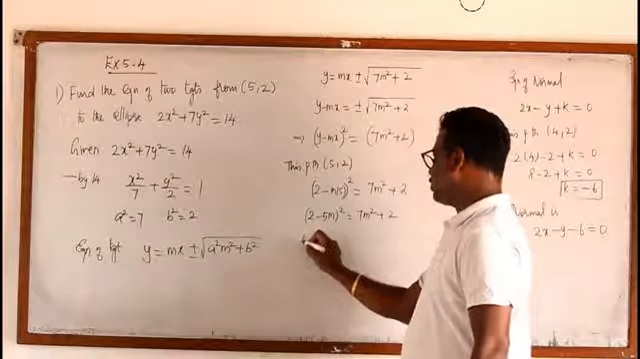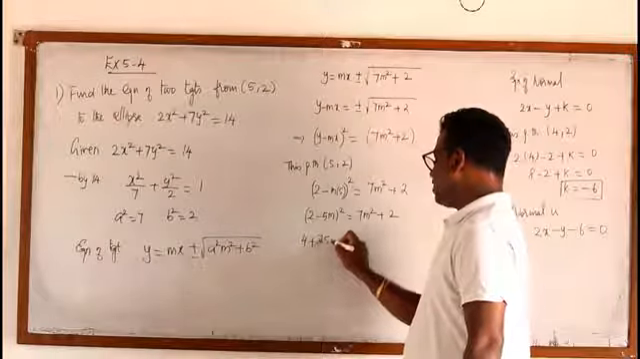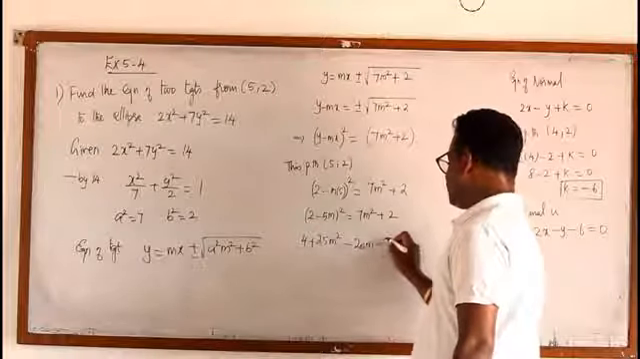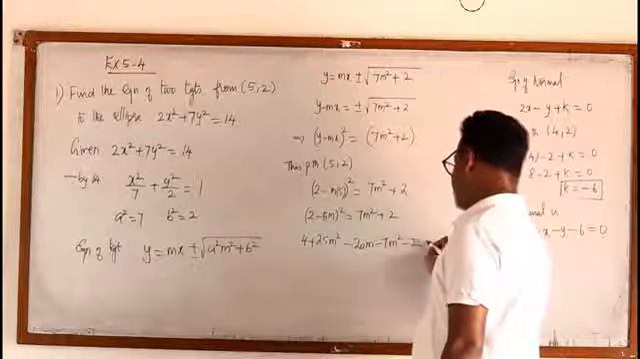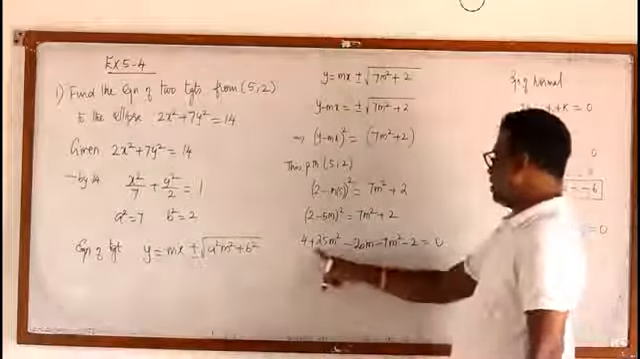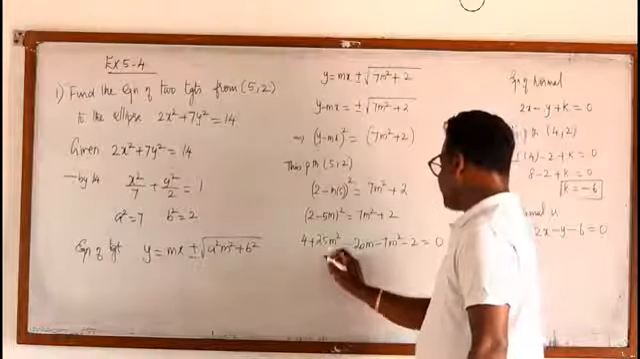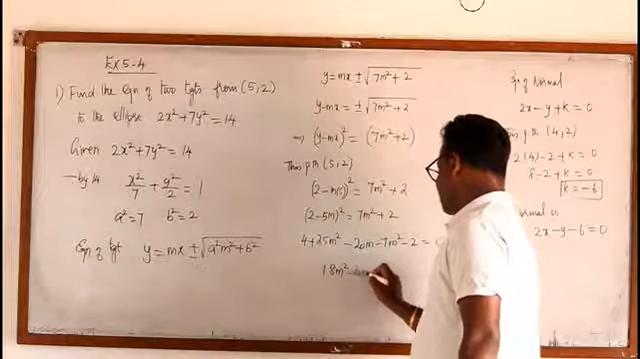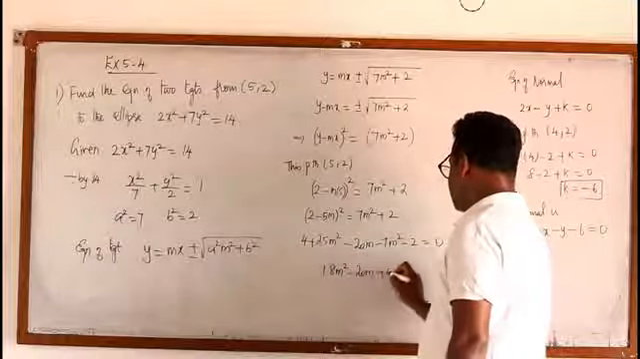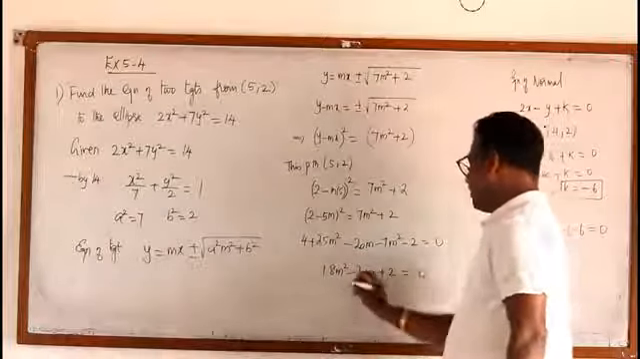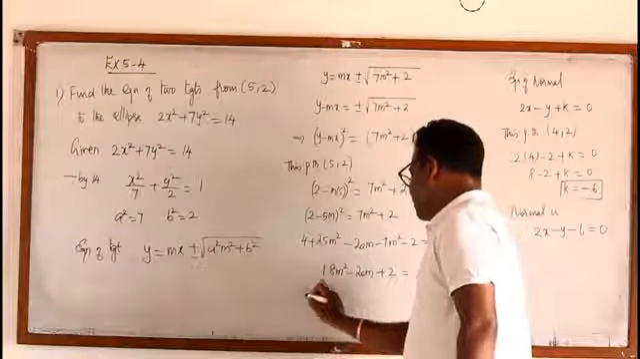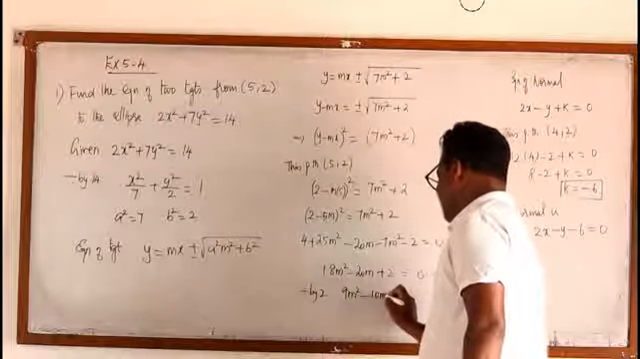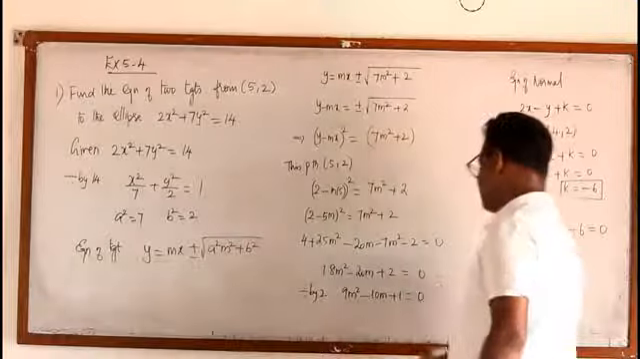Let me expand this. 4 + 25m² - 20m - 7m² - 2 = 0. 25 - 7 is 18m² - 20m, 4 - 2 = 2, so 18m² - 20m + 2 = 0. If I divide by 2, 9m² - 10m + 1 = 0.